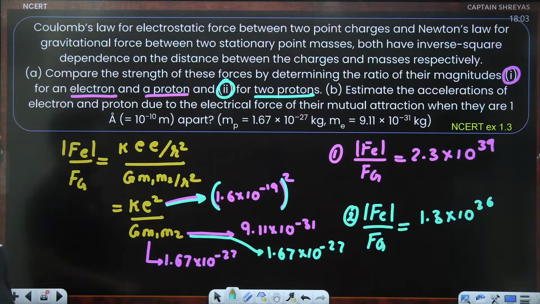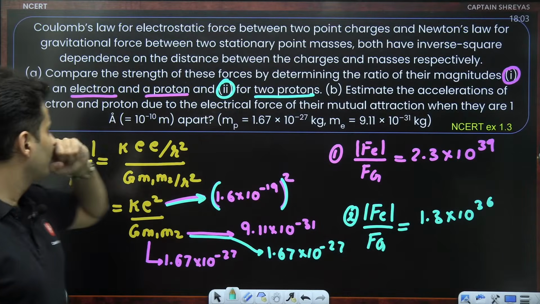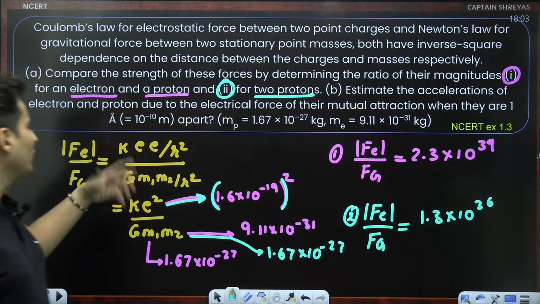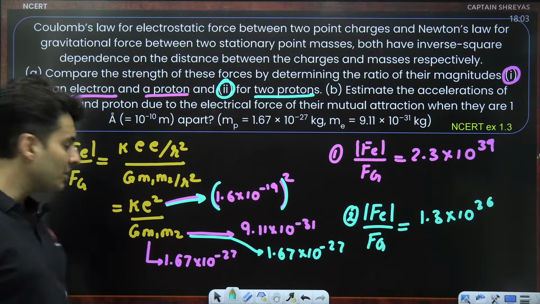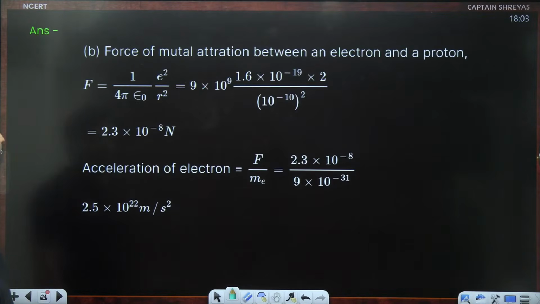There is a second part also. Find the acceleration of electron or proton. So if you know the force divided by mass, you will get the acceleration. I think that is what is done later on.